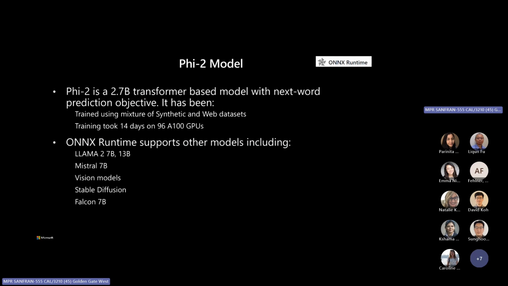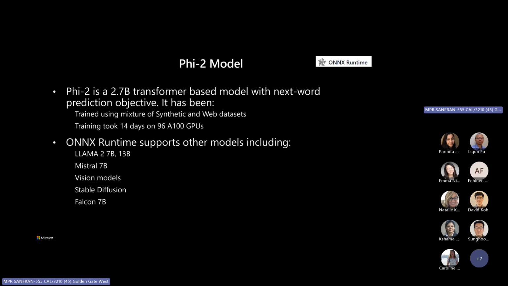So the model which we are going to use today would be the Phi-2 model. The Phi-2 model is a recent model, as you might have heard. It's a 2.7 billion parameter transformer-based model with a next word prediction objective. It has been trained using a mixture of synthetic and web datasets. And the training time for this model was very, very small. It just took 14 days on 96 A100 GPUs. So you can see that compared to other models like Llama and ChatGPT, the training time was very less, but it has comparable performance to other models as well.